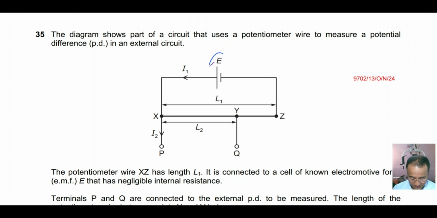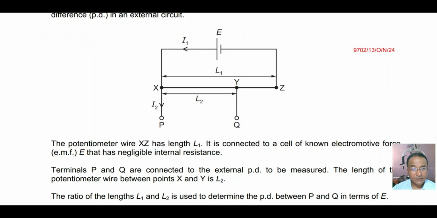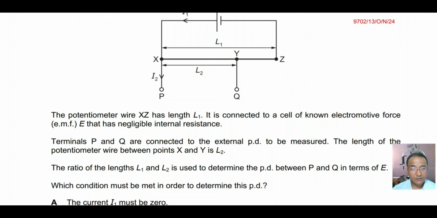So this is the master cell, we often call it. It doesn't have any inner resistance, it says. That is for ease. Then terminals P and Q are connected to the external PD to be measured. So P and Q are connected to an external source. Let us say I can connect it to a source like this. So this is the source.